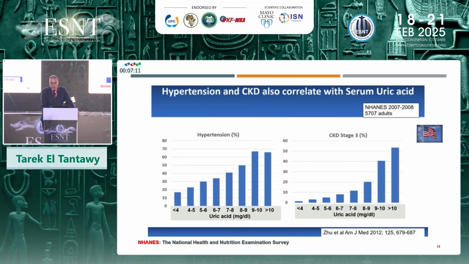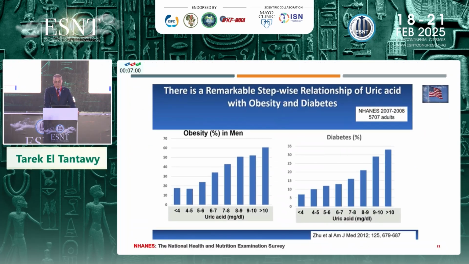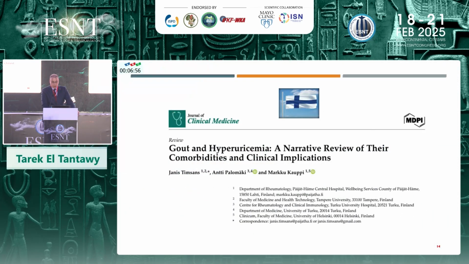Another study from NHANES from the USA, including around 5,700 adults, showed hypertension and CKD also correlate with serum uric acid. Also, obesity and diabetes correlated with hyperuricemia.